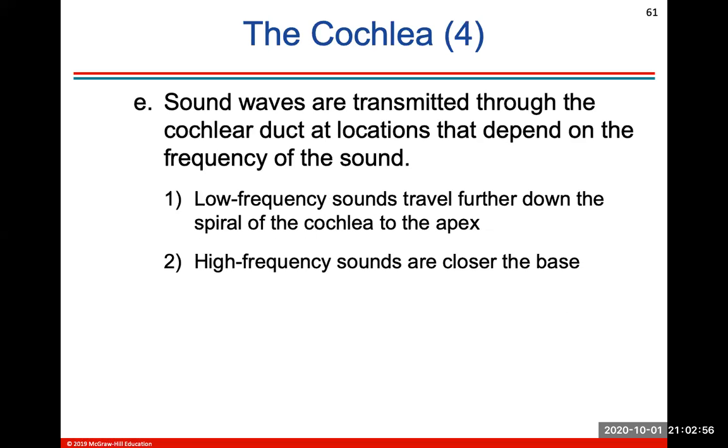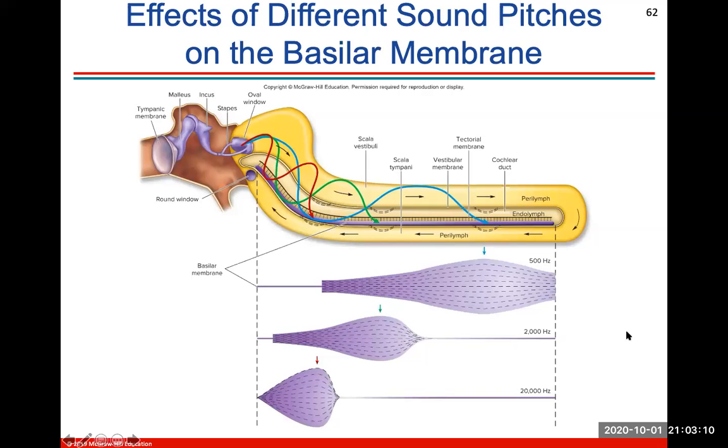Sound waves are transmitted through the cochlear duct at locations that depend on the frequency. Low frequency sounds just travel further down the spiral of the cochlea to the apex, and higher frequency sounds are closer to the base. So if we unroll that snail shell and roll it completely out, we can see how the vibrations enter through the oval window, and again they're being produced from the vibrations that are coming through the ossicles. The vibrations displace the fluid in the perilymph, and the vibrations will eventually exit out of the round window.